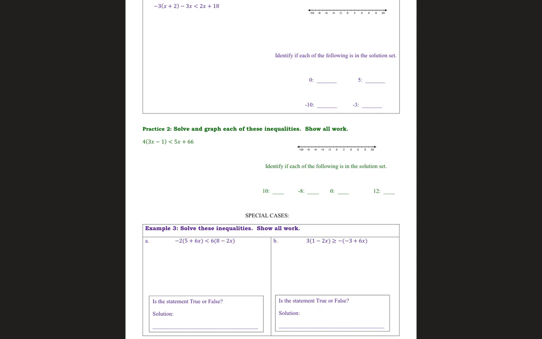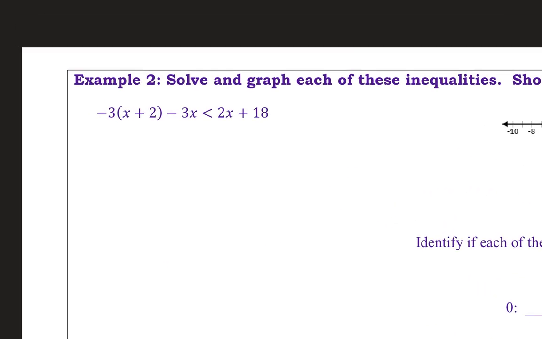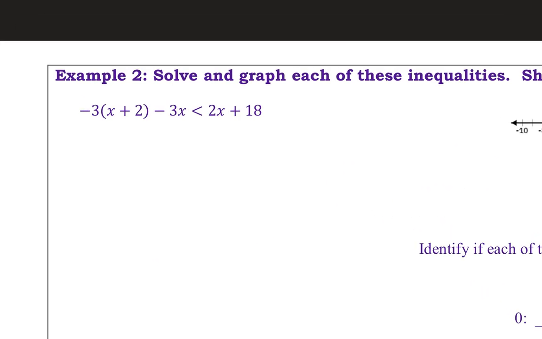All right, so looking at the back side, we have another example. On this example, the only difference between this one and the last one we did is that there are like terms on the left side with the x's. So still we see that negative 3. Negative 3 times x is negative 3x. And negative 3 times 2 is negative 6. All right, we bring everything down.